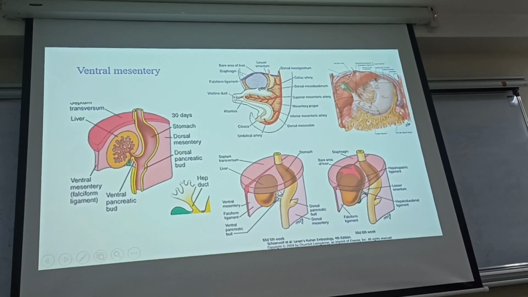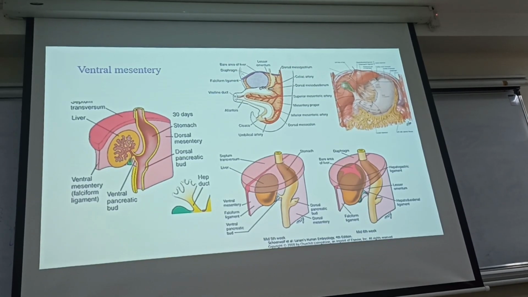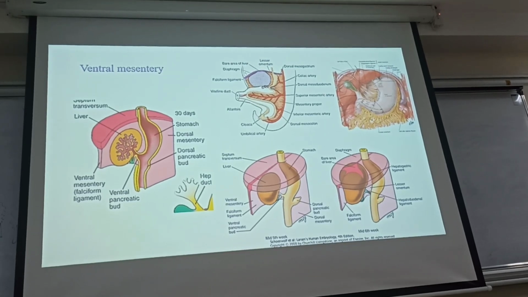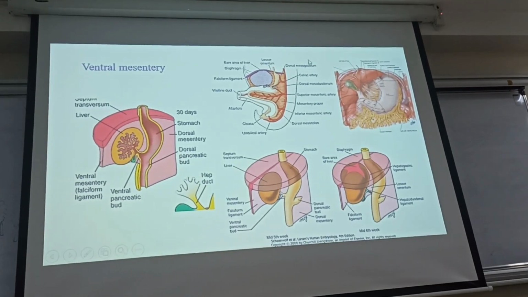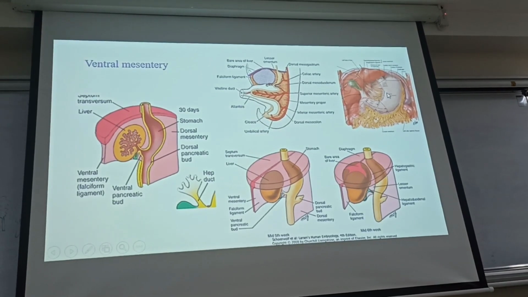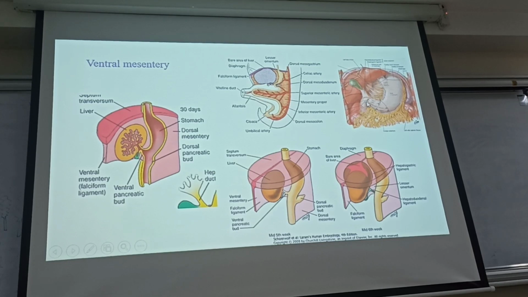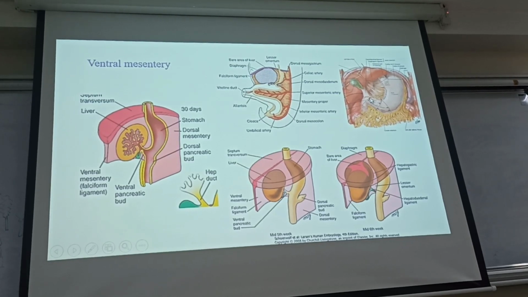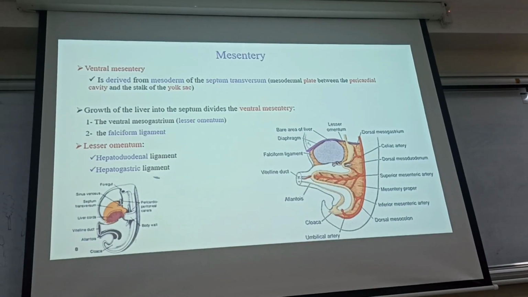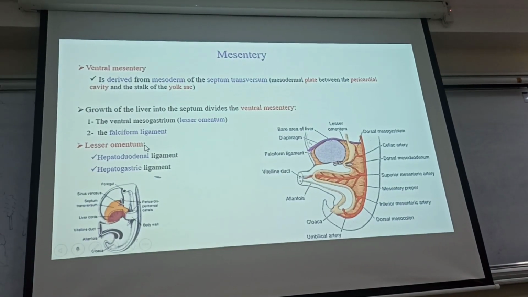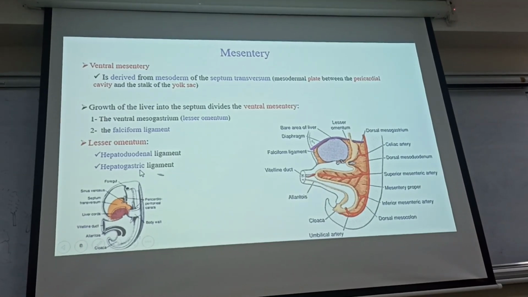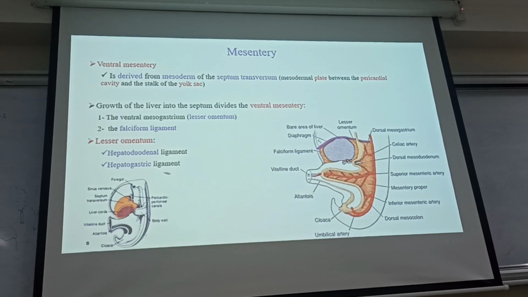Finally, lesser omentum divides into two ligaments. Please tell me the name of the ligaments. Hepatogastric and hepatoduodenal. In fact, the lesser omentum consists of two ligaments: hepatoduodenal and hepatogastric. Okay?